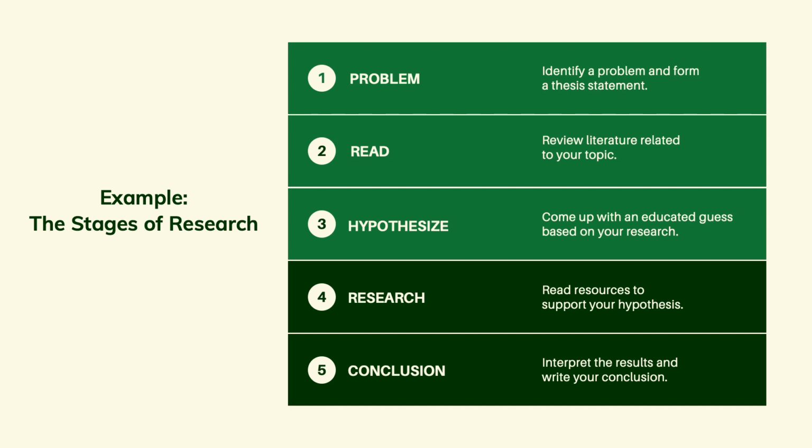So we have the problem, we have reading the literature related to your topic, we have the hypothesis, we have research, and then finally we have the conclusion. Now we're going to apply the map from before to remember the 5 different stages.